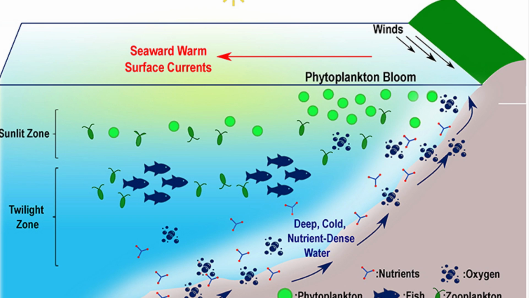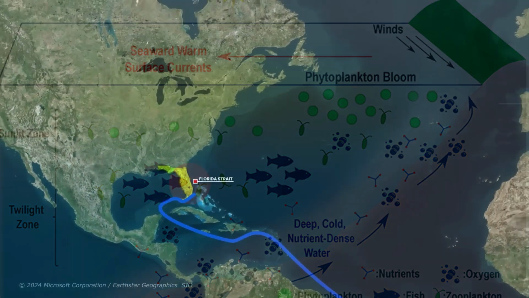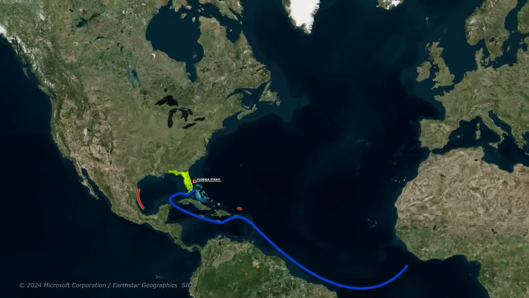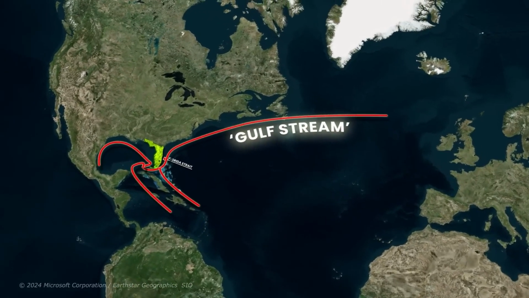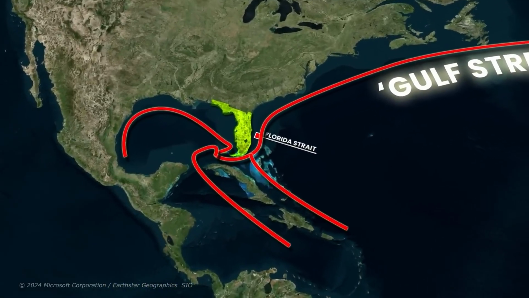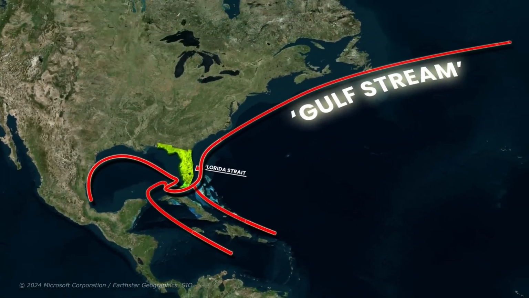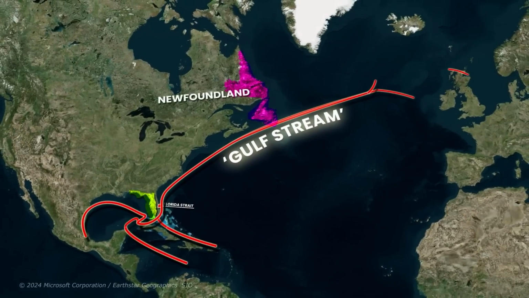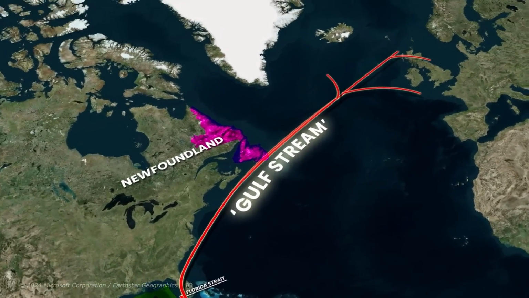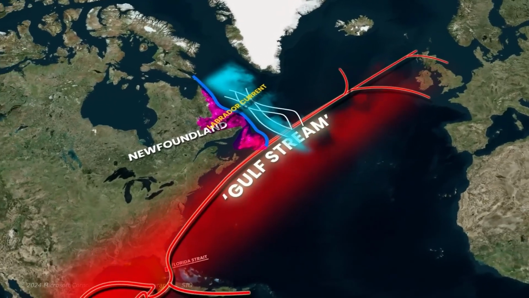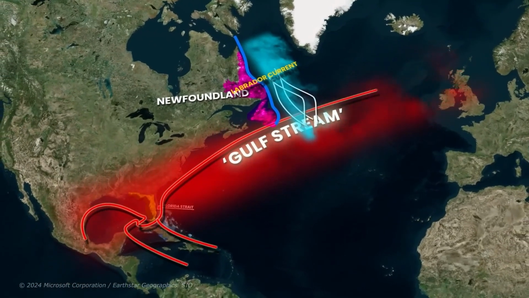Importance of ocean circulation. Climate regulation. Ocean currents redistribute heat from the equator to the poles, helping moderate temperatures and regulating weather patterns. For example, the Gulf Stream carries warm water from the Gulf of Mexico to the North Atlantic, contributing to mild temperatures in Western Europe.